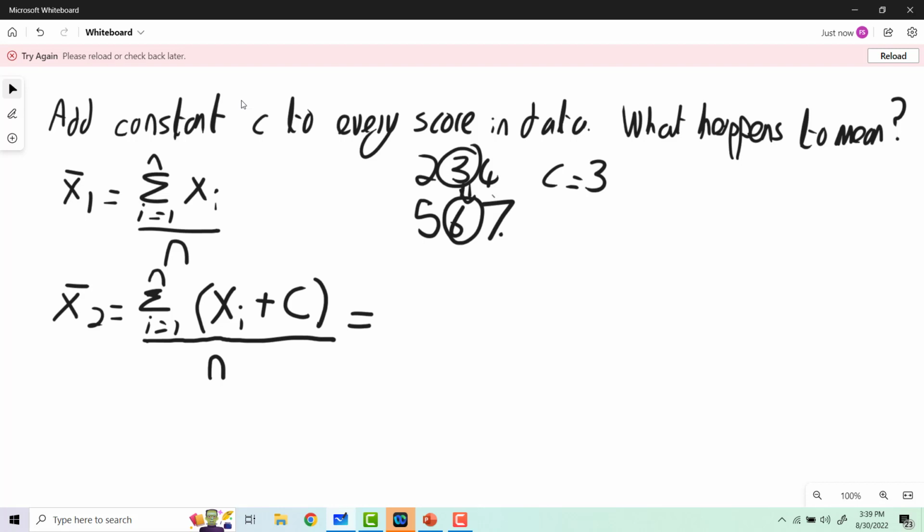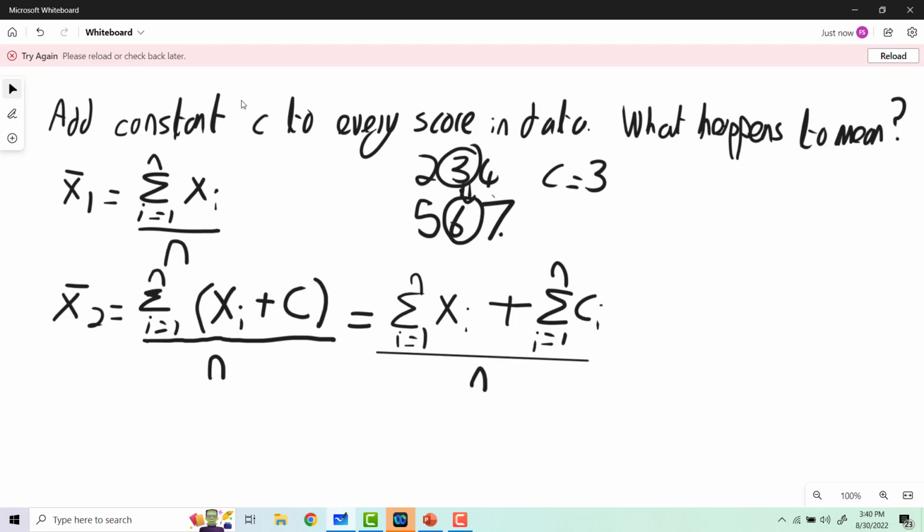And so let's just use our very basic arithmetic. We can distribute the sigma, plus, you see how we did that? We just broke apart these fractions. You can distribute over this sum sign. So we have the sum of xi from i equals 1 to n, plus the sum of c from i equals 1 to n. We don't need the n because it's the same every time.